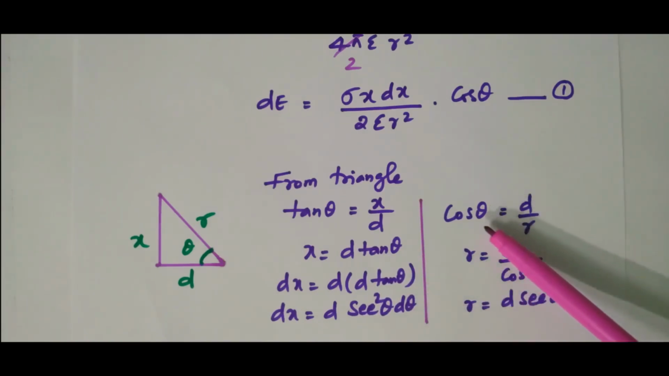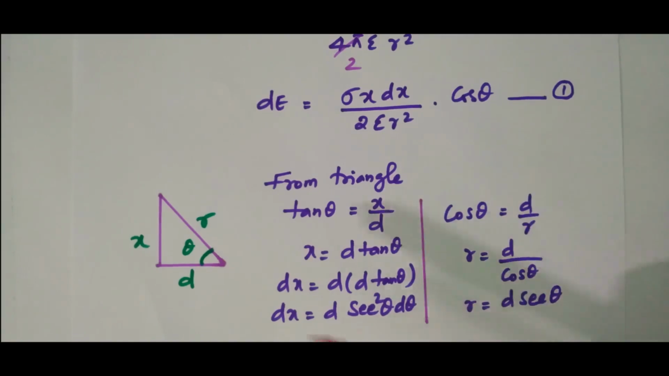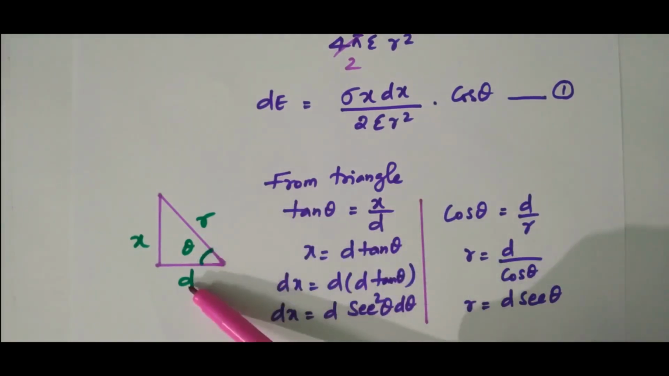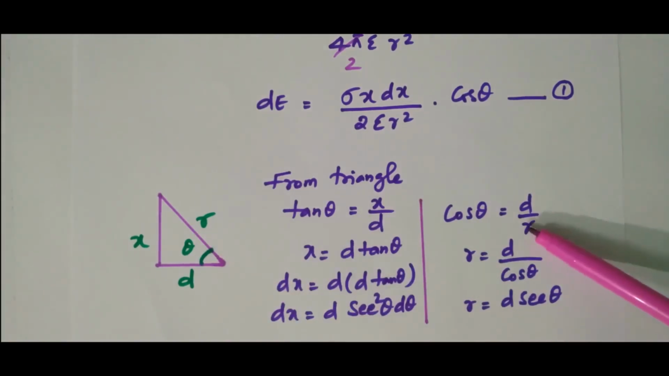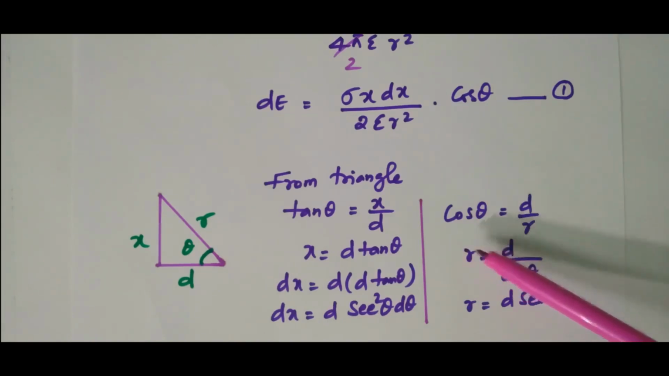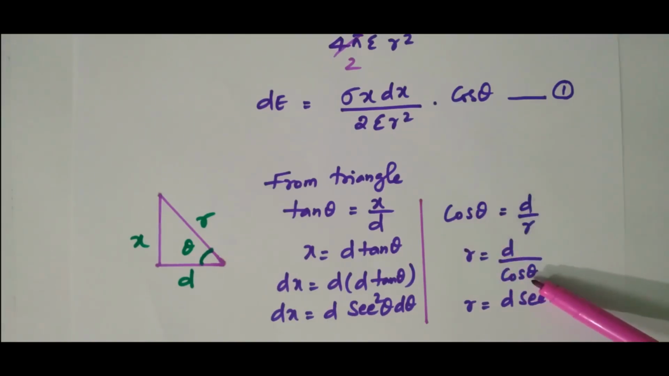Now we can go with cos theta. Cos theta equal to adjacent side by hypotenuse, so d divided by r. We cross multiply, exchanging these two values, so r equal to d by cos theta. 1 divided by cos theta is secant theta, so r equal to d secant theta. Now we got the expression for r also.